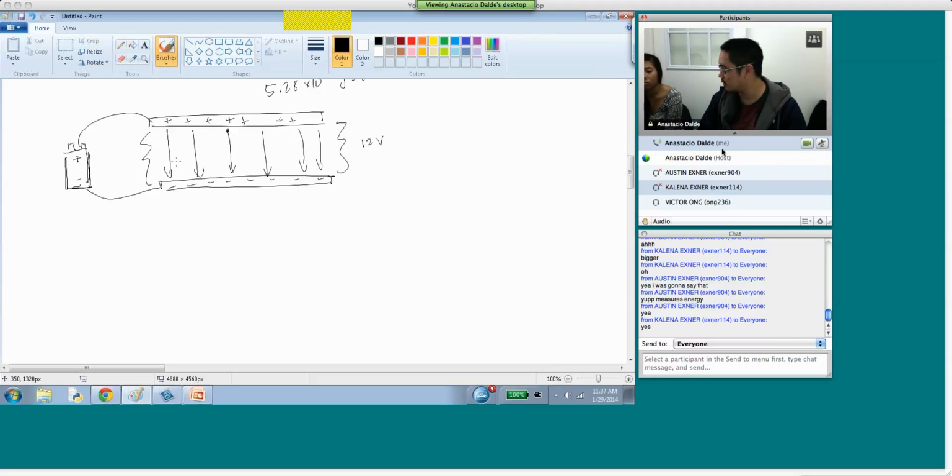Are we cool? But now what we want to calculate is, how big is that electric field? Wait, are all our test charges positive? Yeah. Can they never be negative? Our test charges are positive.